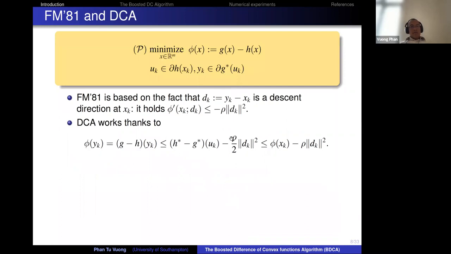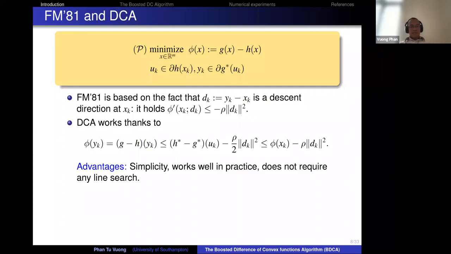So why do the FM, Fukushima and Mine, and the DCA work? The Fukushima and Mine works because we can prove that dk, which is equal to yk minus xk, is a descent direction of the objective function at xk. And the DCA works because we have a decrease in the objective function by the previous proposition. So the advantage of FM and DCA is that the idea is very simple. It works well in practice, and DCA does not require any line search.